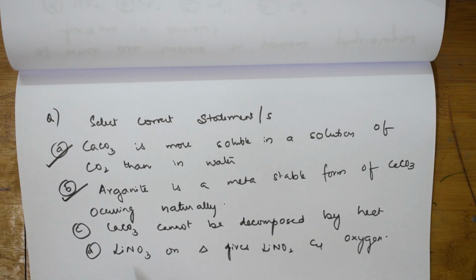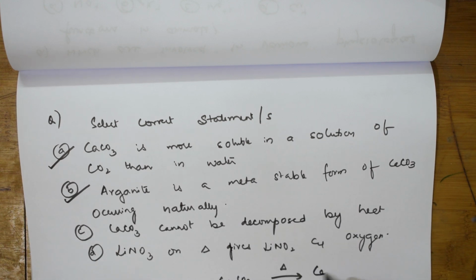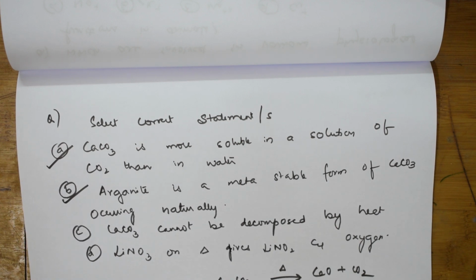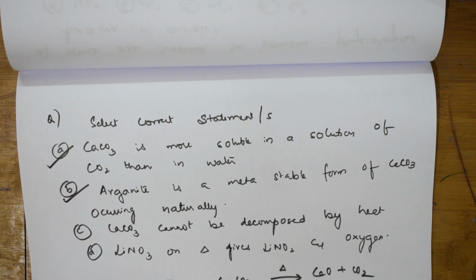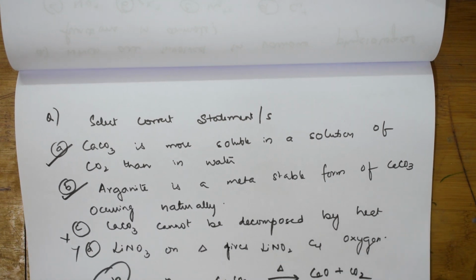Now let us see the wrong answers. Calcium carbonate cannot be decomposed by heat. Wrong, isn't it? Because calcium carbonate on heating gives calcium oxide plus carbon dioxide. Lithium nitrate on heating gives lithium oxide plus nitrogen dioxide, not oxygen alone. So this is also a wrong statement. The correct option is A and B. This is what is important.